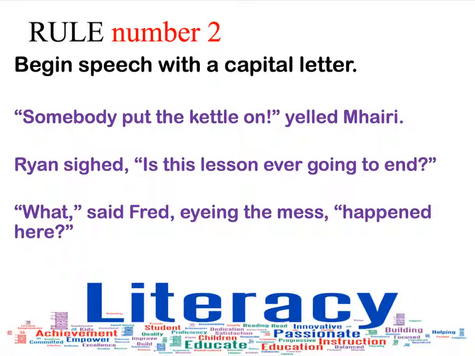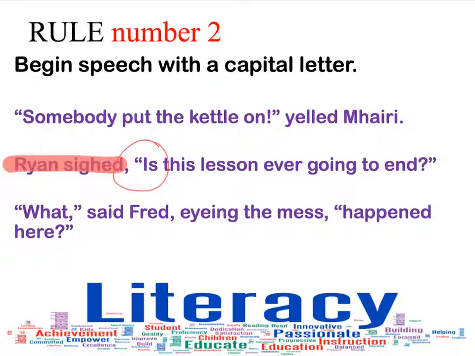Speech should always begin with a capital letter. This is true even if there are unspoken words in the sentence that come before the speech. So even though Ryan's side comes before the speech, we still use a capital I when the dialogue begins.